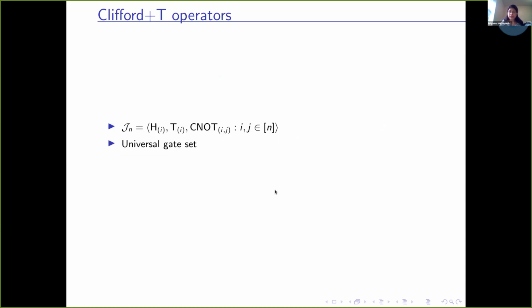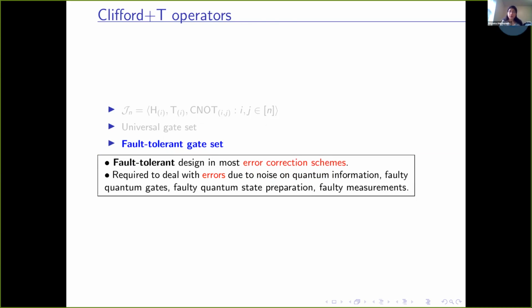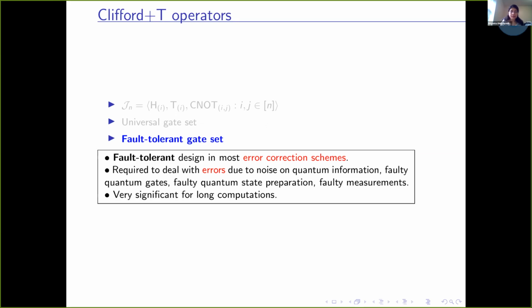Apart from being a universal gate set, these Clifford+T operators also form a fault-tolerant gate set. That is, they have a fault-tolerant design in most error correction schemes. And this is required to deal with errors due to noise on quantum information, quantum gates, state preparation, measurements, etc. This becomes very significant for long computations as the error builds up and the output becomes unreliable and hence useless.